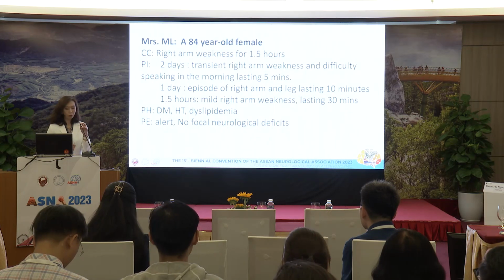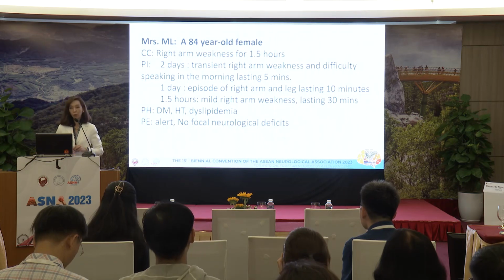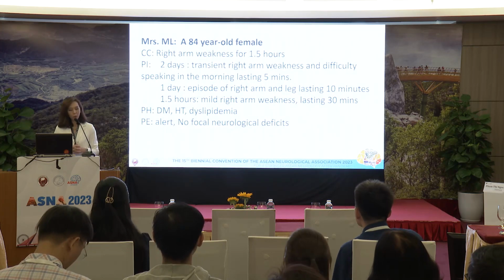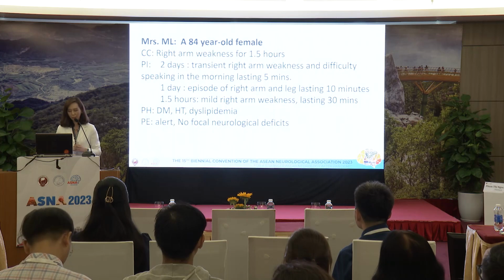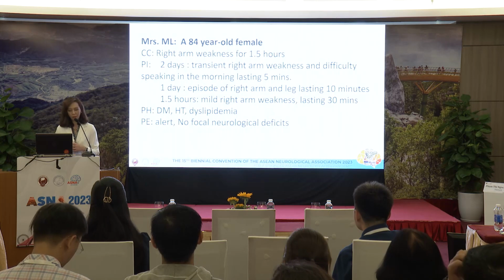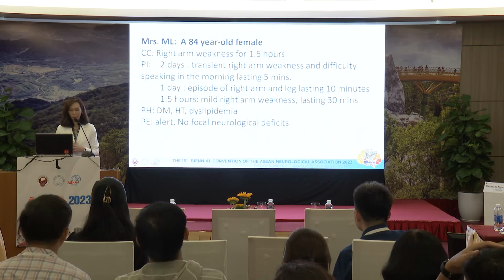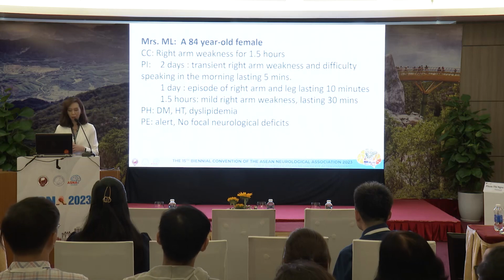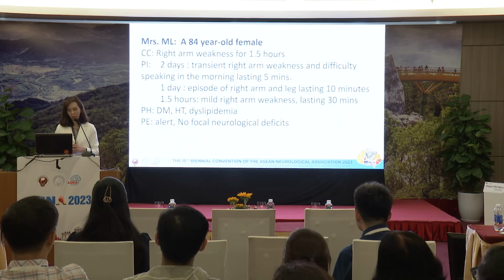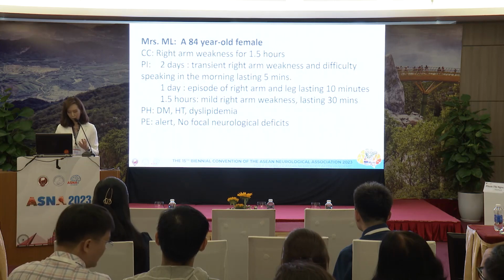This is an 84-year-old female who presented with repeated attacks of right arm weakness. It started 2 days ago when she experienced transient right arm weakness and some difficulty speaking, maybe moderate aphasia. It stayed for only 5 minutes and then went away. One day later, she developed another episode of right arm and right leg weakness for 10 minutes. On the day she came to the hospital, she developed another attack of right arm weakness. This time it was mild, lasting 30 minutes.